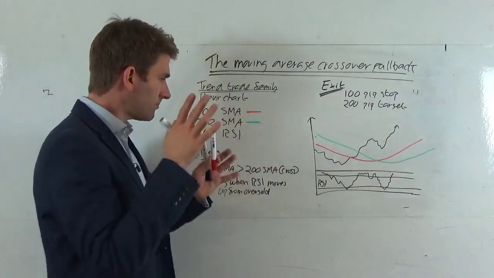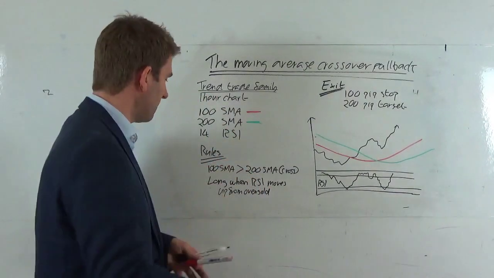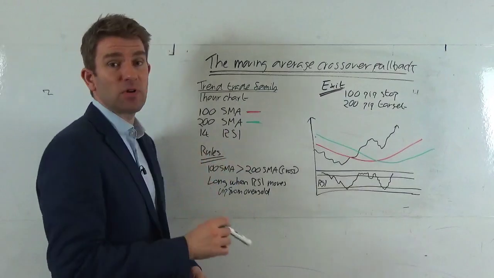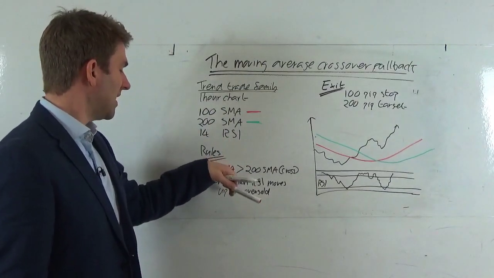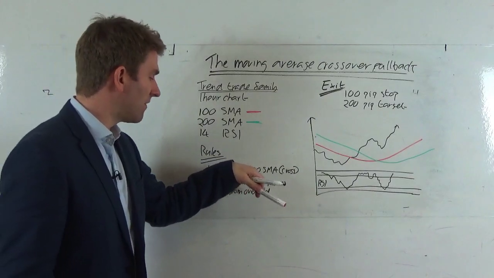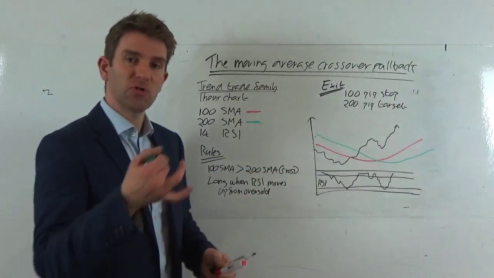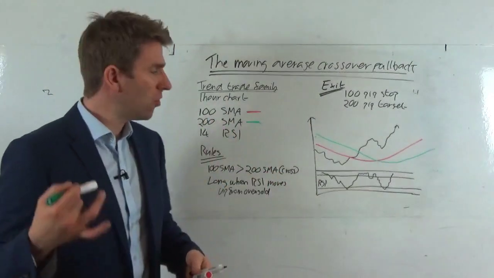Okay, so what are we looking for? These are the rules. I'm going to need an RSI, by the way, sorry guys, on a 14 setting. The rules are when the 100 period SMA crosses above the 200 SMA, so the cross, not just being above, but waiting for the cross.